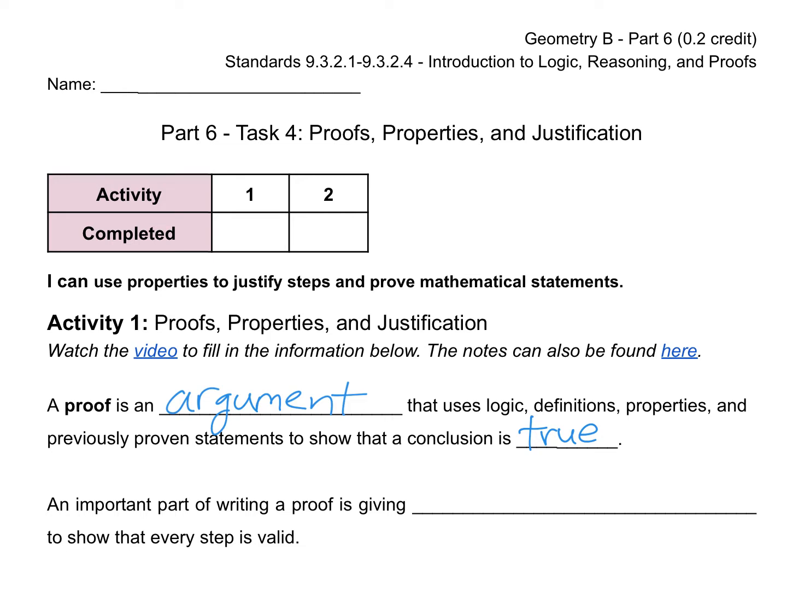And what makes it so rigorous is that this important part of writing proofs is giving justifications to show that every step is valid. So you're not just jumping from one thing to the next without reason, you're providing a reason for every step in the process. And that's how you know that the conclusion is true.